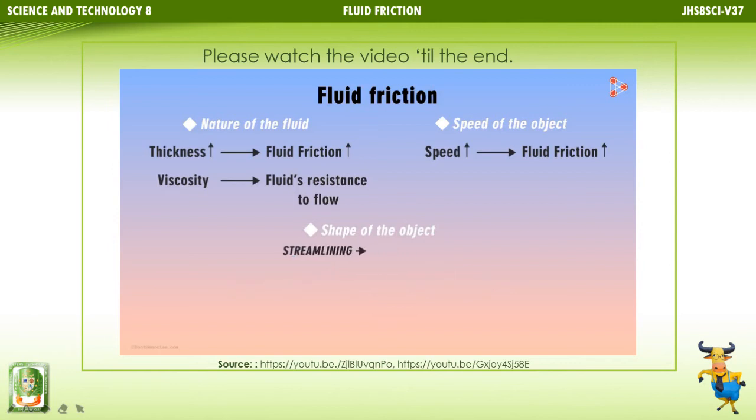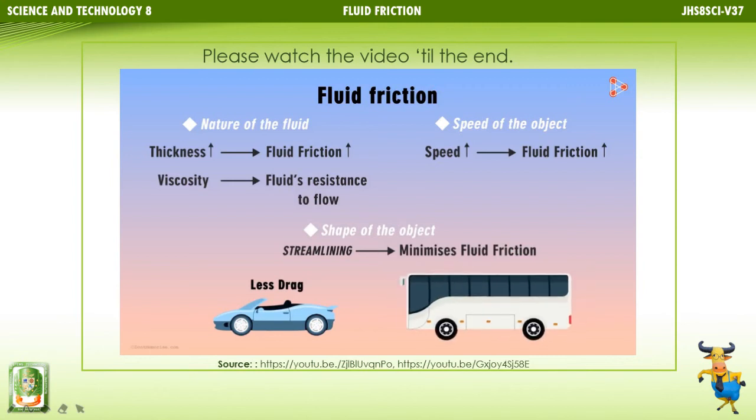Streamlining the object can greatly reduce the resistance offered by the fluid. A car faces less friction from air as it has a streamlined shape. A bus, on the other hand, will face more air friction as it doesn't have a streamlined shape. So these were the different factors on which fluid friction depends: the nature of the fluid, the speed of the object flowing through the fluid, and the shape of the object.